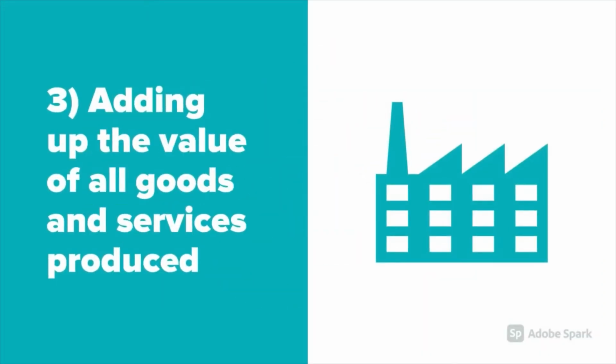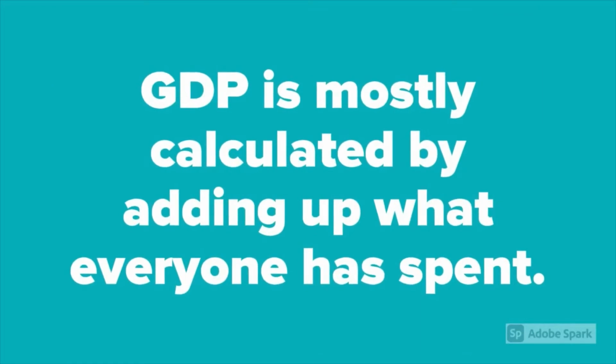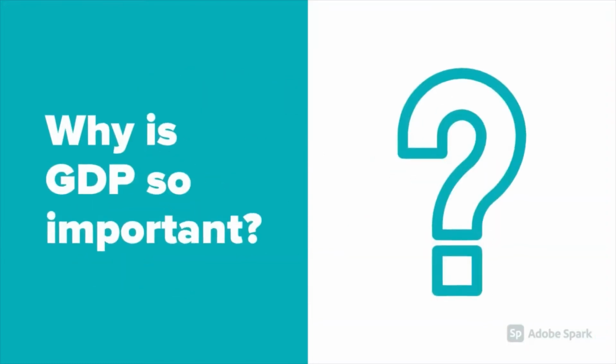Thirdly, GDP can be worked out by adding up the total value of all goods and services produced by a country. The ONS, which calculates the GDP for the UK, uses all three, but GDP is mostly calculated by adding up what everyone spent. But why is GDP so important?